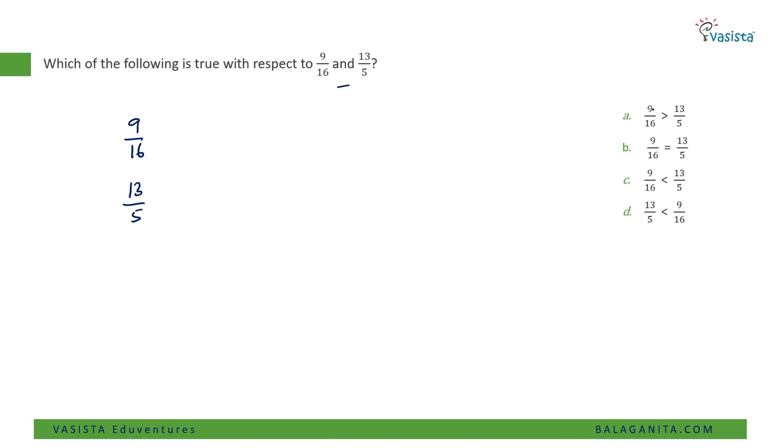So they have given: 9/16 is greater than 13/5, 9/16 is equal to 13/5, 9/16 is less than 13/5, 13/5 is less than 9/16. So let us check out here.